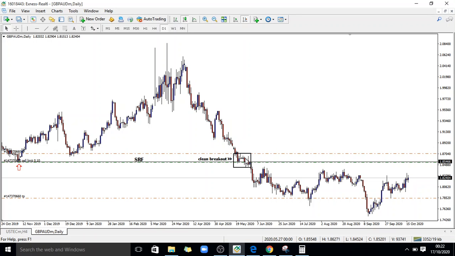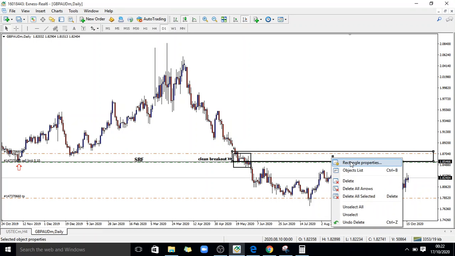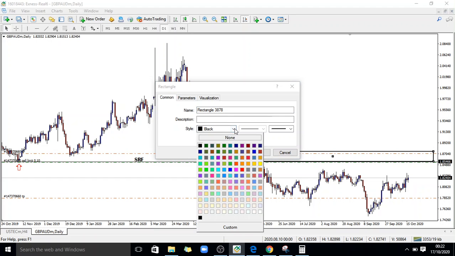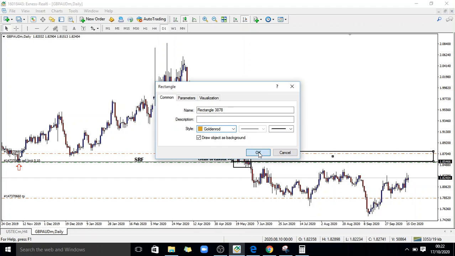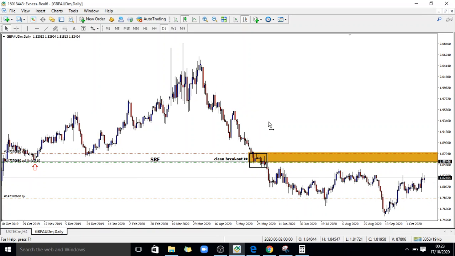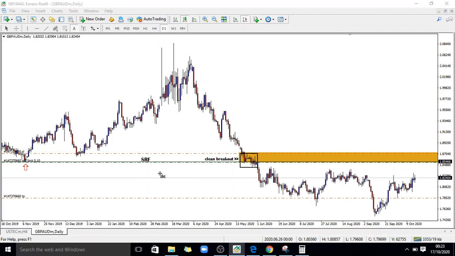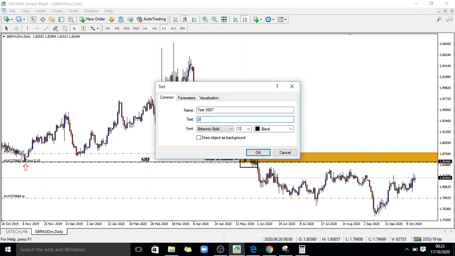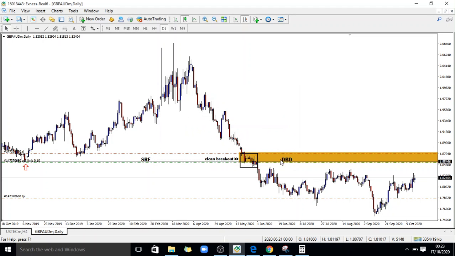Now this level here that got broken, a decision point was formed there, and the decision point we have there is what we call a drop, base, drop, which is a valid supply zone. So let me just mark that. So that's our decision point right there. So now there we have a drop, base, drop, a very powerful decision point.